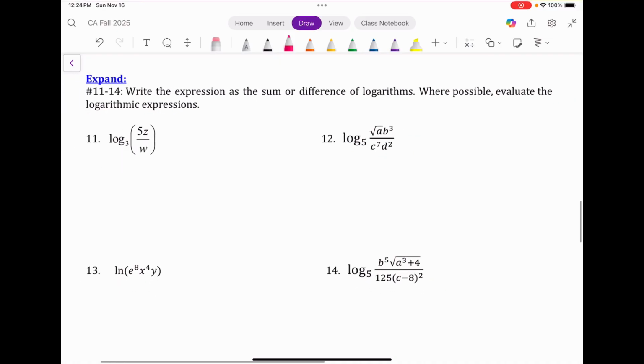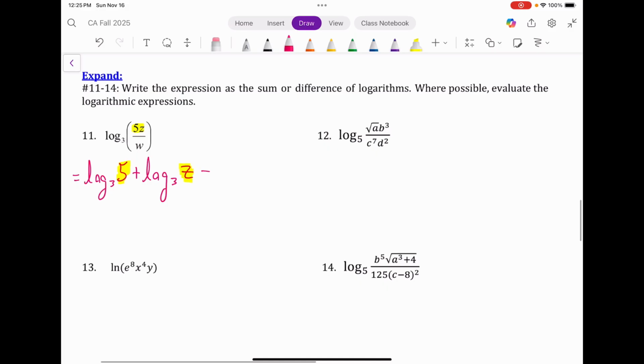Okay, so on the back page, we're going to try to combine all the properties. And so we have division going on number 11, but we also have multiplication of 5 and z going up in the numerator. So this will expand into log base 3 of 5 plus log base 3 of z. Right? So anything in the numerator of the argument is going to get a positive log. And then minus log base 3 of w, since w was in the denominator of the argument. Okay, so we'll leave it like that.